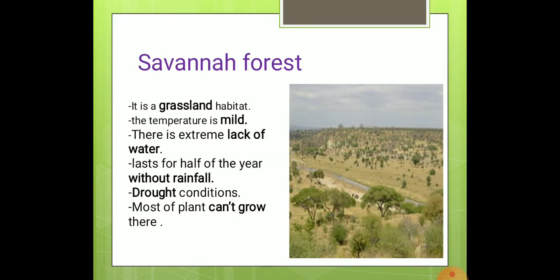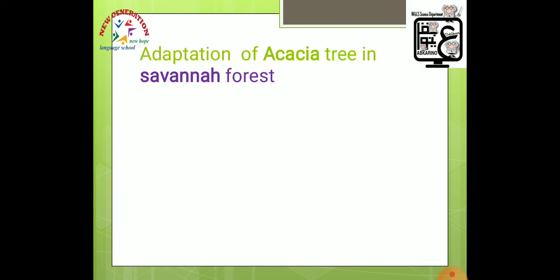So, first we are going to talk about the savanna forest. It's a grassland habitat and the temperature is mild. There is extreme lack of water, and it lasts for half of the year without rainfall, drought conditions. Most plants can't grow there. Yeah, savanna forest. Super. And now we are going to talk about the adaptation of acacia tree in savanna forest.